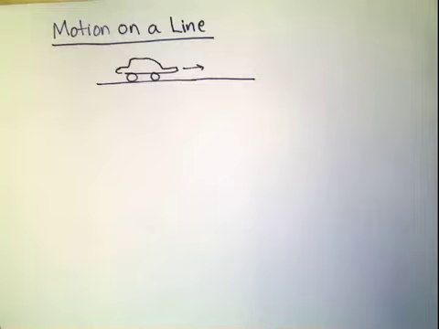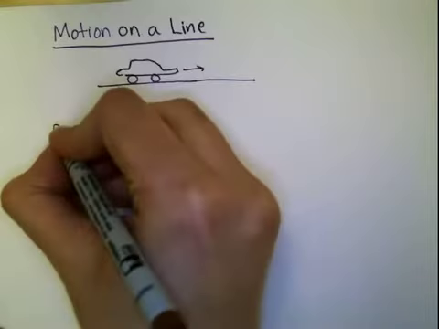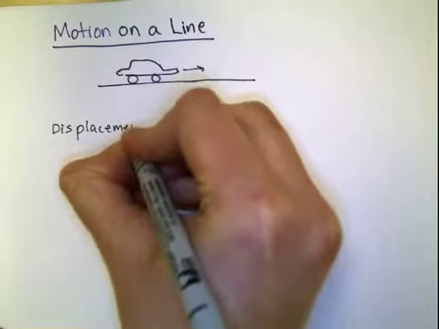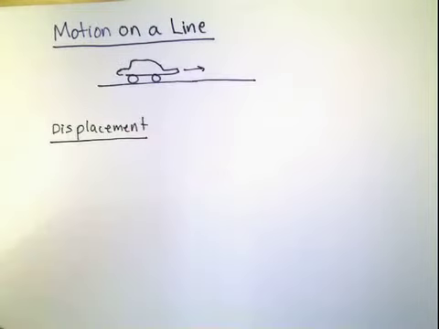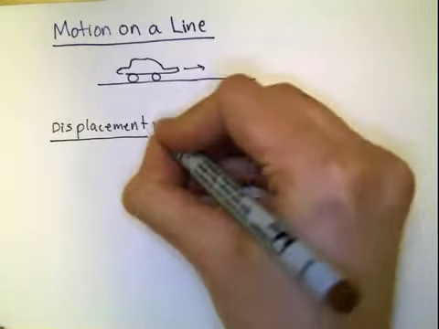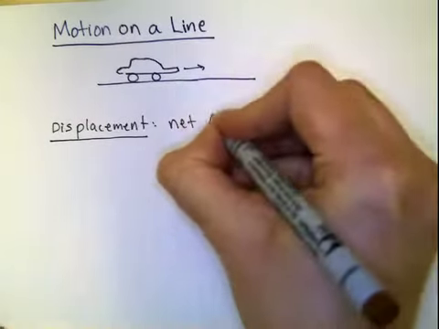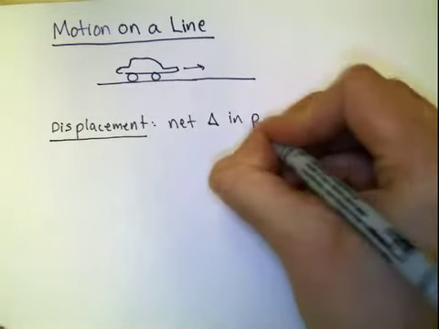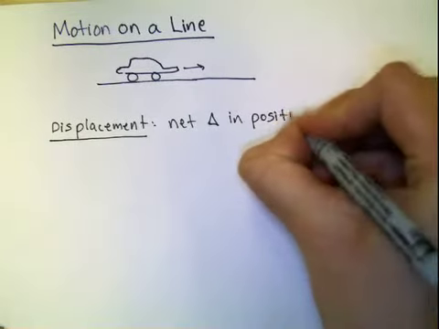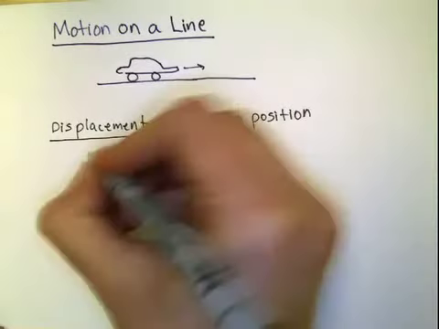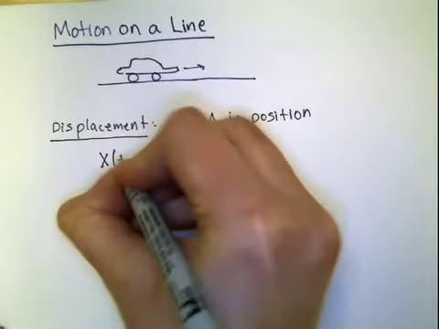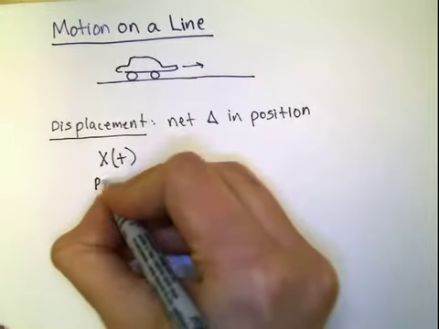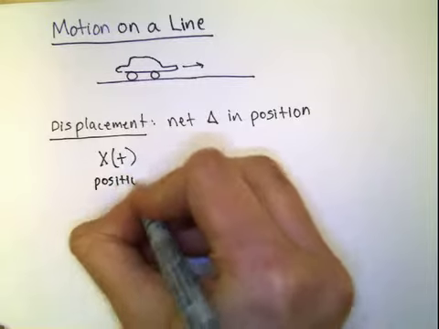So we've got three things we study. The first one is called displacement. And we're going to write some notes about these. And we know that displacement is the net change, I'll write the little delta symbol, net change in position. A lot of times we call it x of t, but it doesn't have to be x. And this is called the position function. So here's our position function.